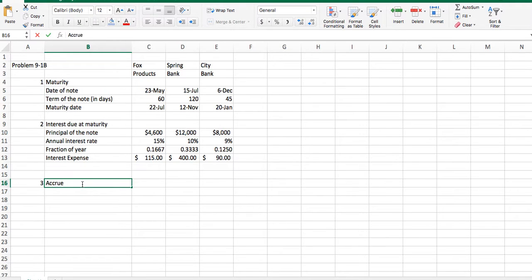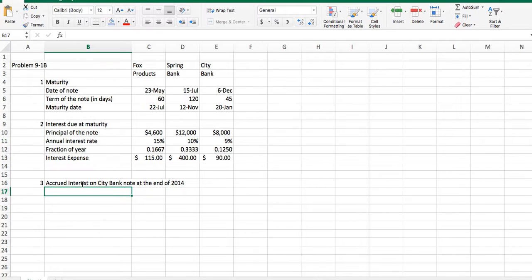Okay, the next one asks us to do the accrued interest on the Citibank note at the end of 2014. So as you hopefully have picked up, when we issue financial statements at the end of a period, we have to accrue any expenses that we haven't paid but that we have incurred.